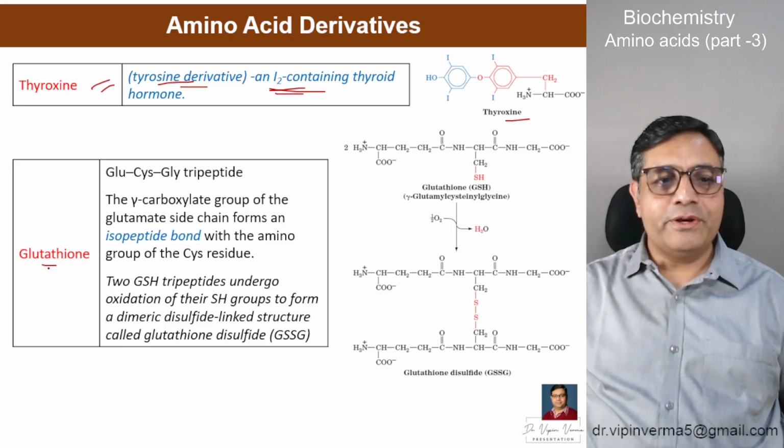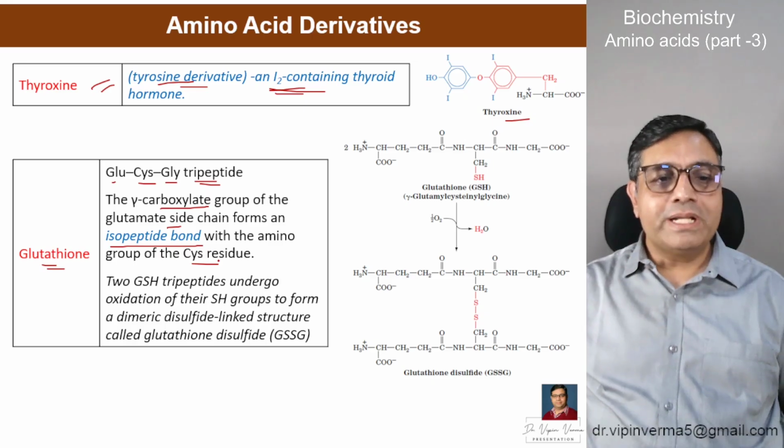Then we have the glutathione. So the important aspect of glutathione is that it is a tripeptide, all right, and it is a tripeptide of glu, cys, and gly. So in the comment box, tell me what are the amino acids we are referring to. So this is the gamma carboxylate group of the glutamate side chain, and it forms an isopeptide bond with the amino group of the cysteine residue.